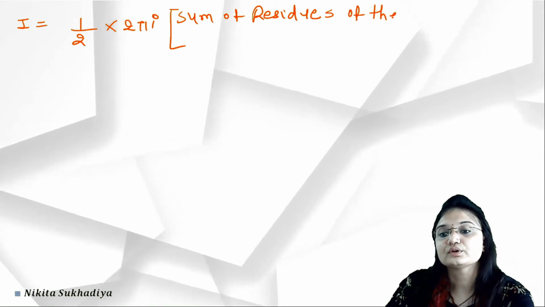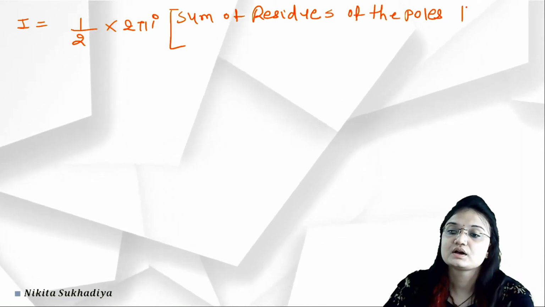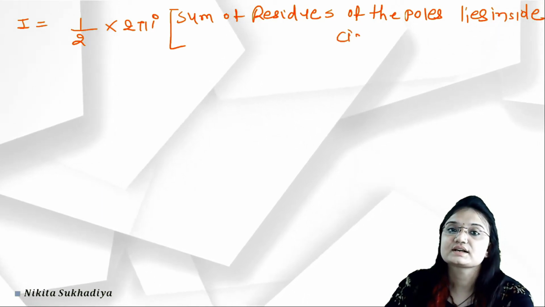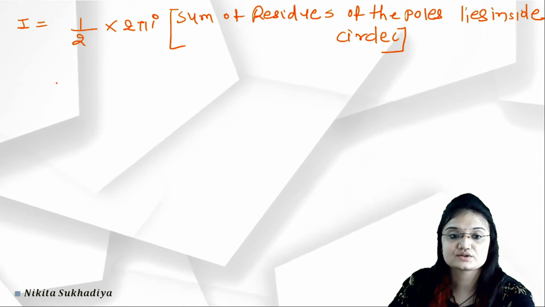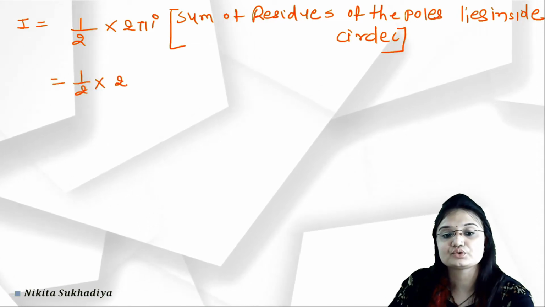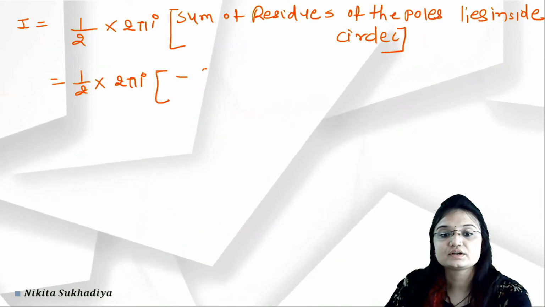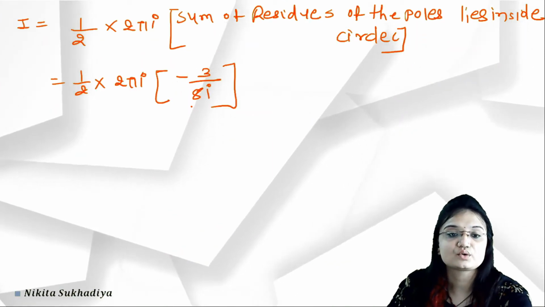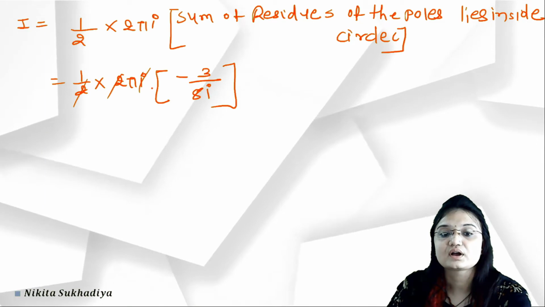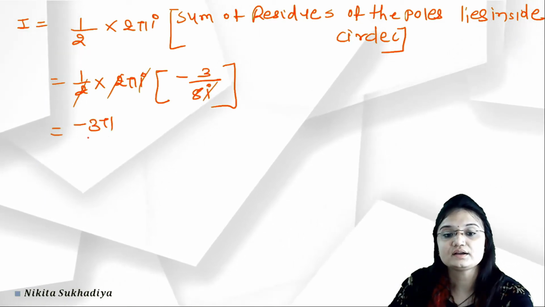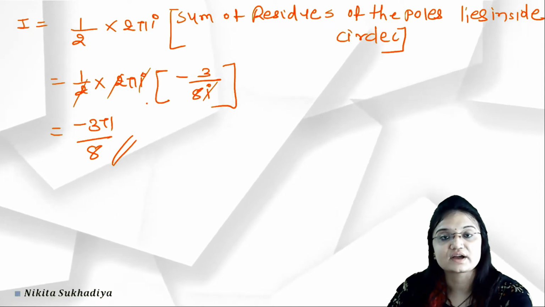Okay, so this is 1 by 2 into our integration, that is 2 pi i times the sum of residues of the poles lying inside the circle C. Okay, so this is nothing but 1 by 2 into 2 pi i, and this is minus 3 by 8i. Okay, so the 2 cancels out, i cancels out, so we will get minus 3 pi upon 8. This one is our final answer.